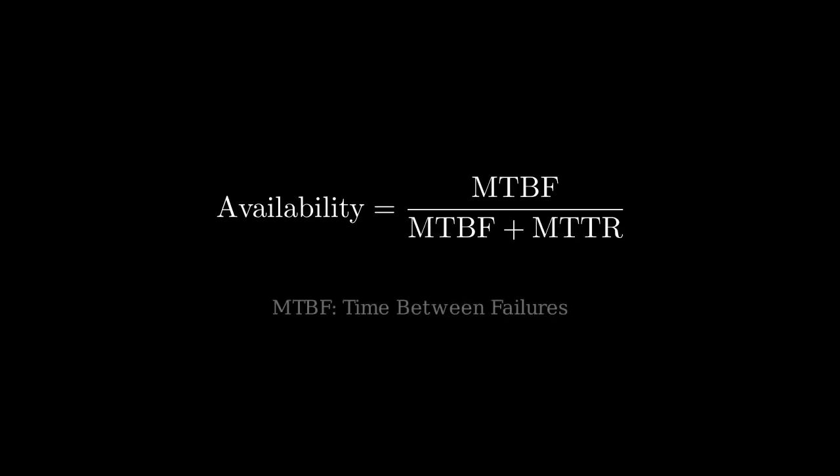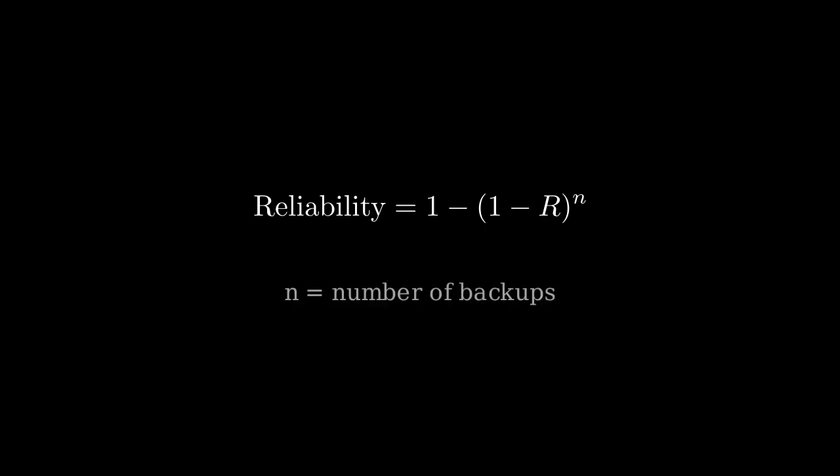It compares the mean time between failures, or how long things run smoothly, against the mean time to repair, or how quickly you can get a system back up. Reliability is also calculated by looking at the number of backups you have, labeled here as N. The more independent backups you have, the less likely you are to experience a total outage. Ultimately, you must add backups to stop total collapse.